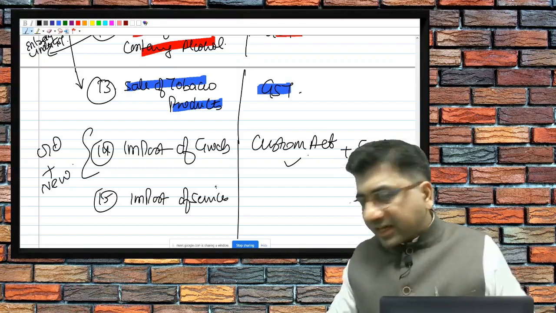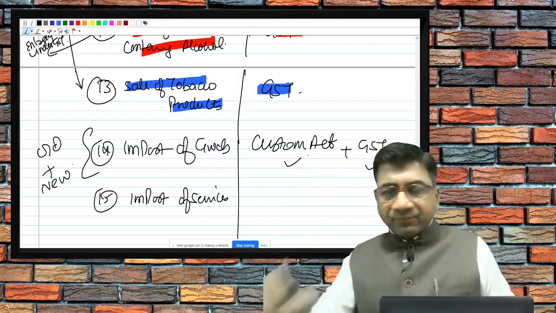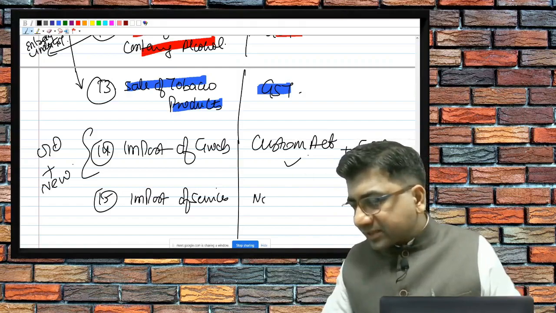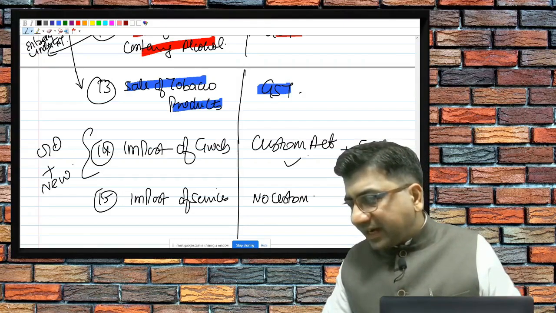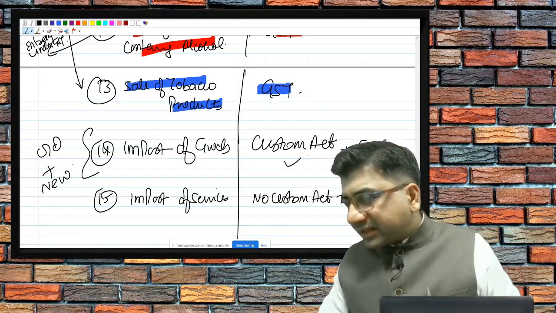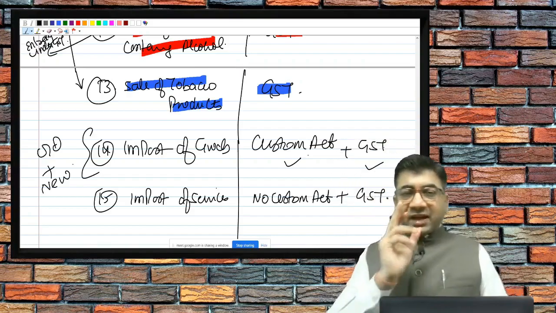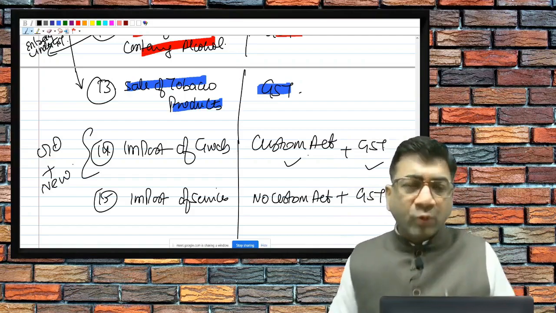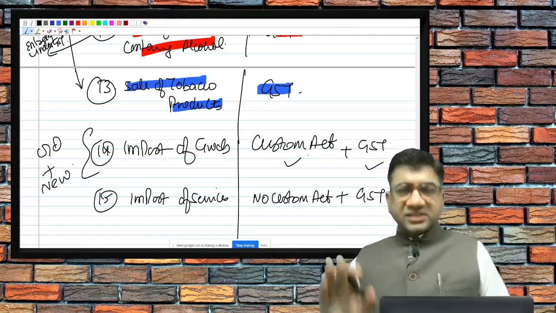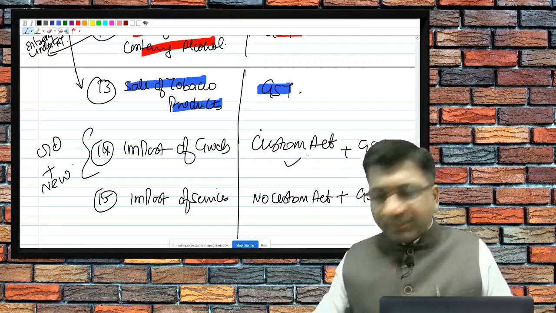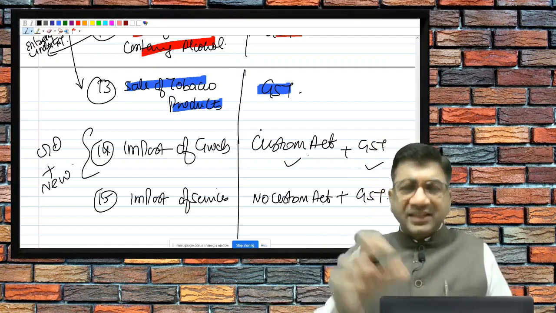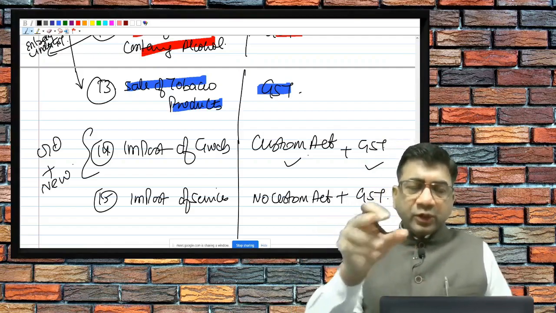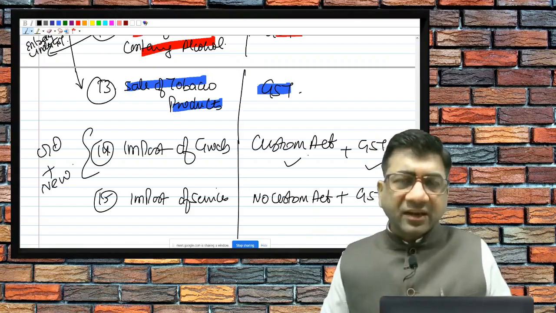Import of goods. Now, 15th, import of services. No Customs Act. Services pe Custom Act nahi hai. It is entirely under the GST. Services, mind you, need to be very clear. Import of goods is under the Custom Act. Some duties have been abolished. Abhi I am not going to CVD, SAD. Some duties, import duties, basic import duties are there.